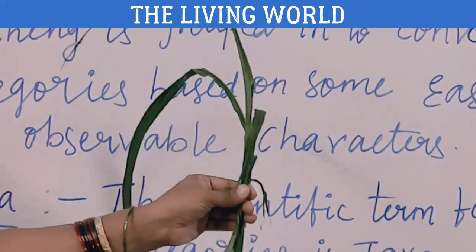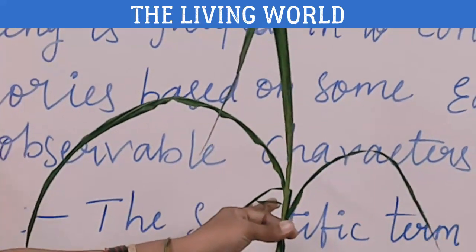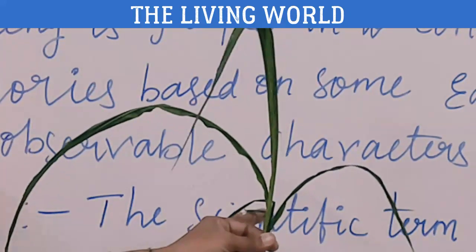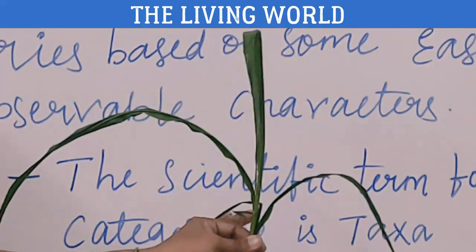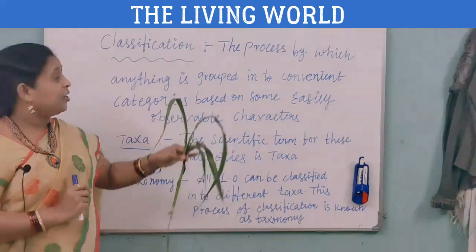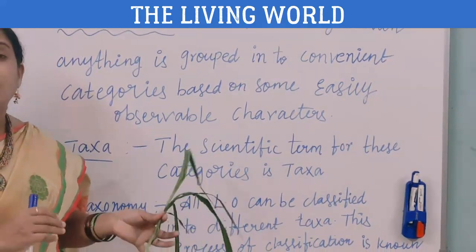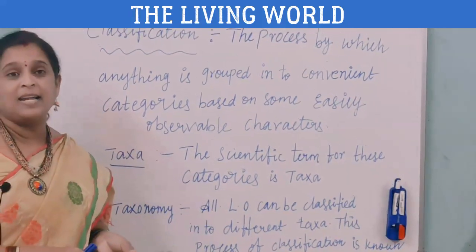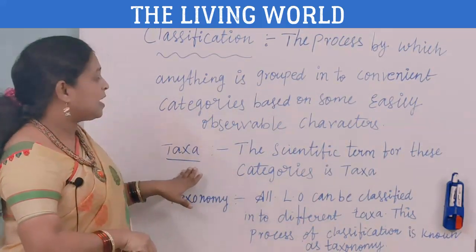For example, when we talk about wheat plants, we get in our mind the picture of the wheat plant. We will not get the picture of a maize, or of a hibiscus, or of an Acacia auriculata. Right? This is called classification. It was done based on easily observable characters, so that the moment we hear the name of that group, we get in our mind the characteristics which are easily observable. Right, next one comes as taxa.